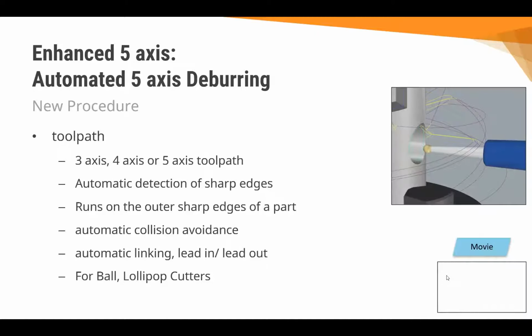Moving on to automated 5-axis deburring. Again, toolpaths for 3, 4, and 5-axis with auto detection of sharp edges. It runs around the outer shape of the edge of the part as well. It has automatic collision avoidance, so if there are any collisions that the tool can see, it will avoid those, and automated linking to lead in and lead out for ball and lollipop cutters. Really, really nice for that cleanup of a part.